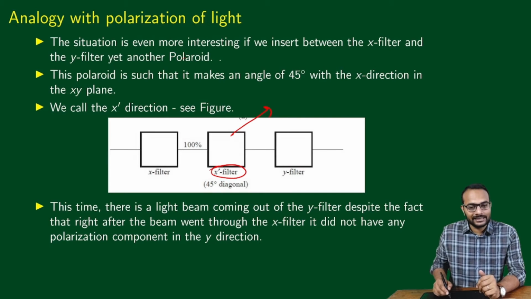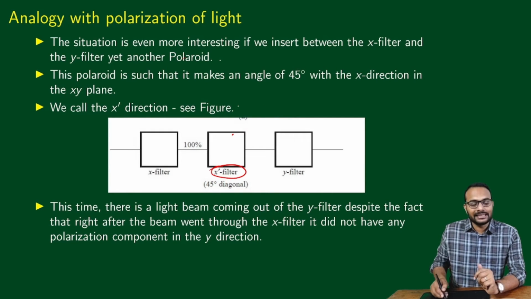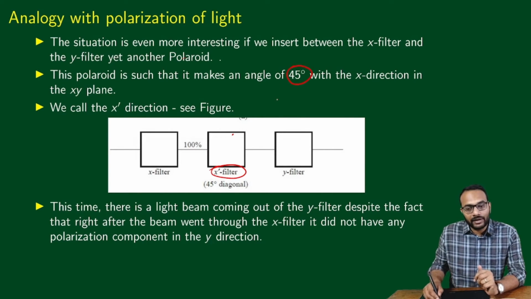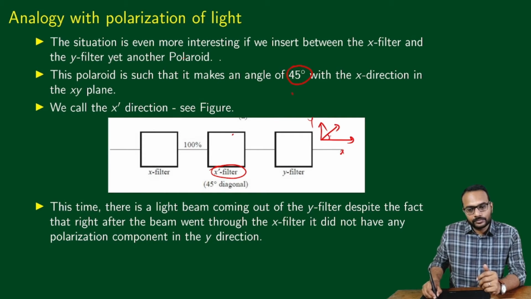The polaroid that we have inserted in between is such that it makes an angle of 45 degrees with the x direction. So if you have this x direction and y direction, the x prime direction is this. This is 45 degrees. This would be the x prime direction. So what would this x prime filter do? It will let in only polarizations in this direction.